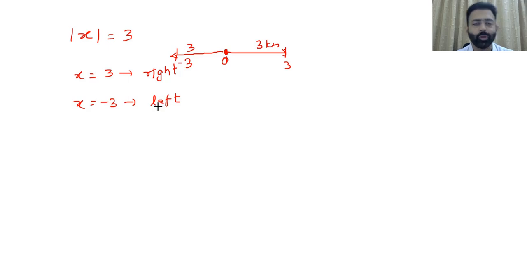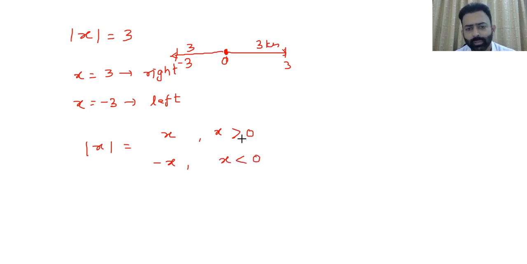Now, if I'm talking about mod x in the sense of a function, this quantity will be equal to x if x is positive. For example, let us take x value as 5. So mod of 5 will be 5, right? And it will be equal to -x if x is negative. Okay, 0 you can apply either in this or in this.